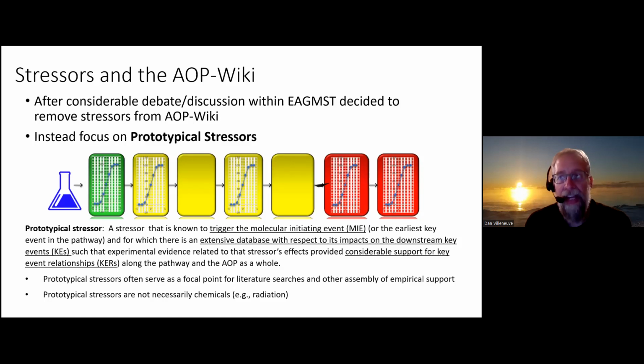So this isn't just an annotation to a single key event, but rather this is a stressor that's characteristic and produces the entire suite of responses that's documented in the AOP. So the prototypical stressors often serve as a focal point for literature searches and other assembly of empirical support for the AOP, and noting here that these aren't necessarily just chemicals. Prototypical stressors can be other stressors like radiation, environmental factors, disease, etc. Next slide.